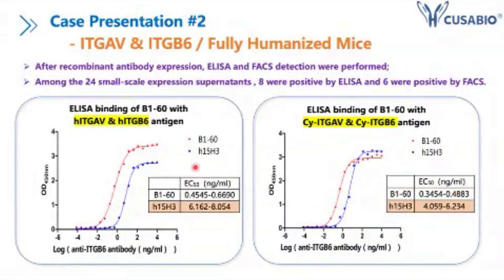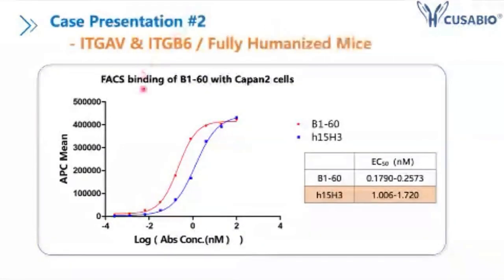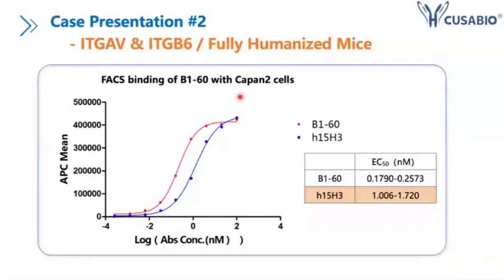We also have the FACS binding result with the endogenous cell line, the CAPAN-2 cells. So H15H3 is the positive control, and B160 is our hit. B160 still shows a very good performance and is comparable to the positive control. Okay, so hopefully after I show you these two cases, you saw the power of single B cell platforms in murine antibody discovery.